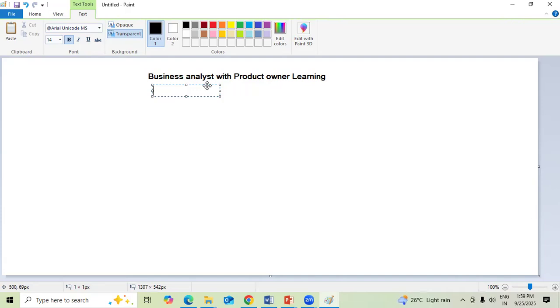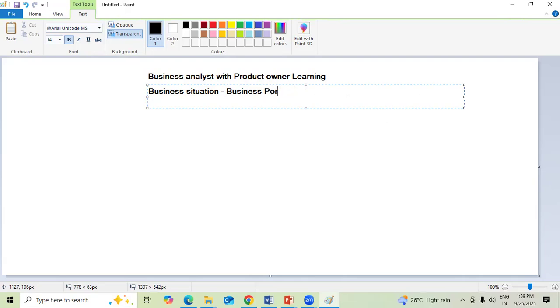So as a business analyst, the first thing is we must know the business situation of the customer. Whatever role we are working in as a BA, we need to understand the kind of business situation we are in. In this business situation, we should understand the business problem, followed by what goals and objectives we want to achieve, followed by the scope, etc.